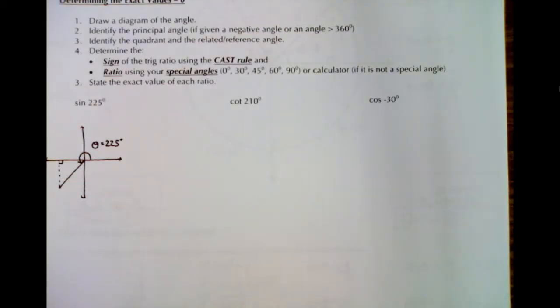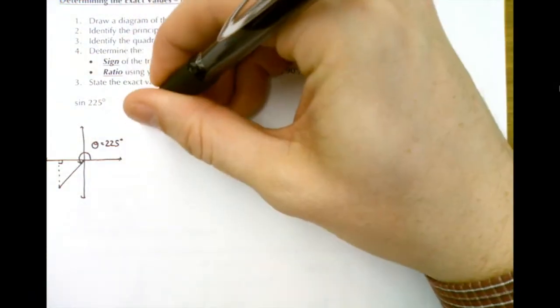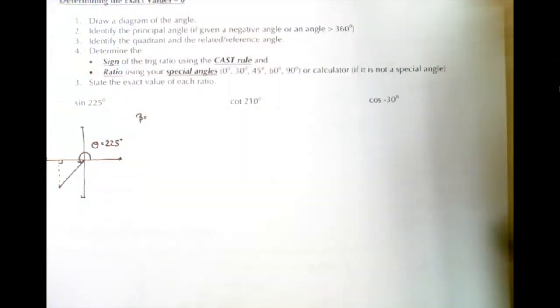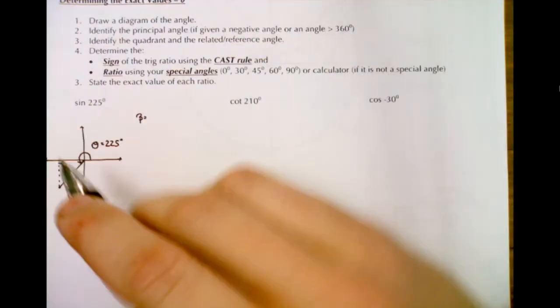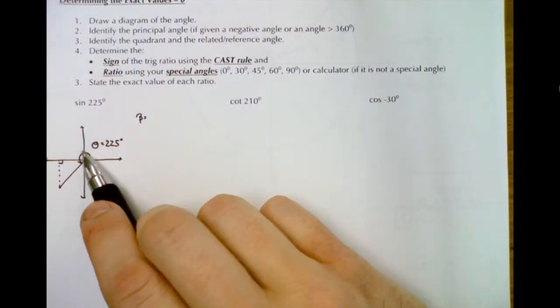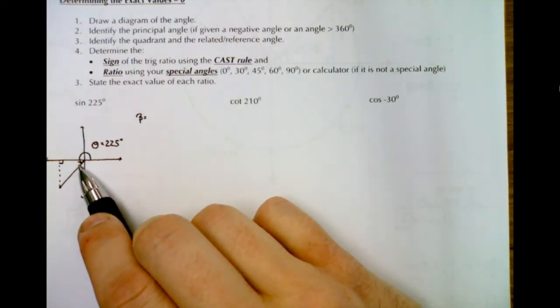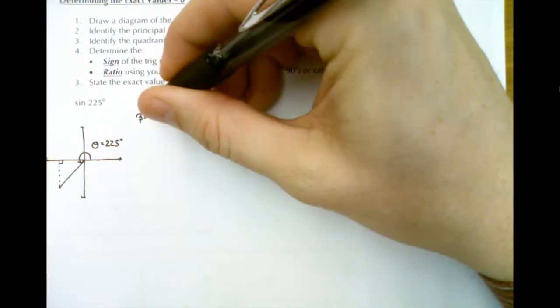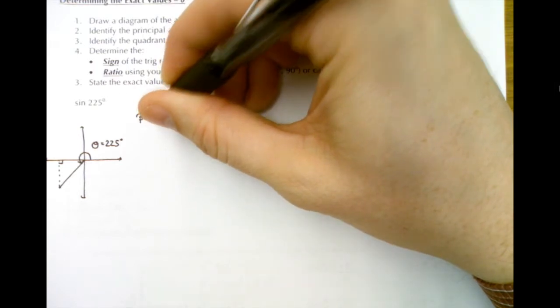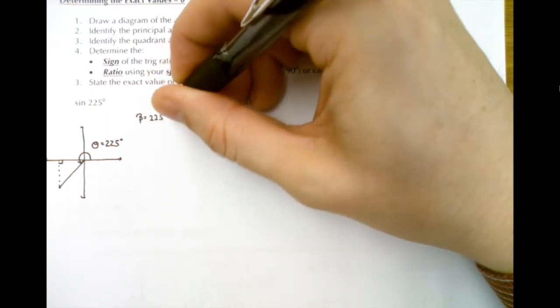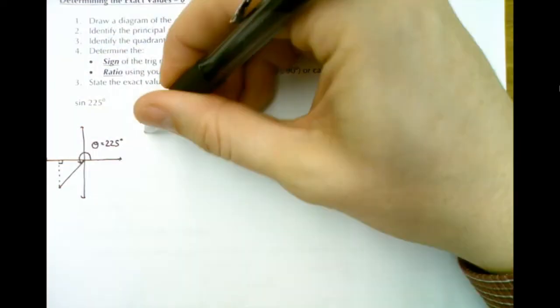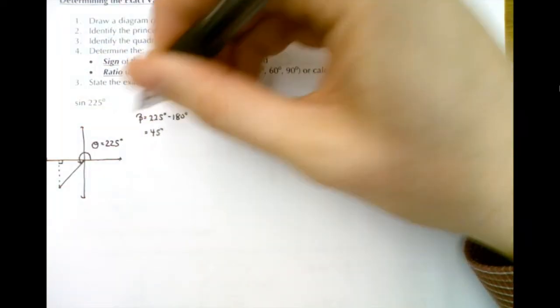We don't know any of the sides, but what we do know is that our related acute angle would be, well, if theta is 225 and we rotated past 180 degrees a little bit, how much? Well, that would be what beta is. So to find beta, we do 225 minus 180. It's how much further than 180 did we go? And the answer is 45 degrees.